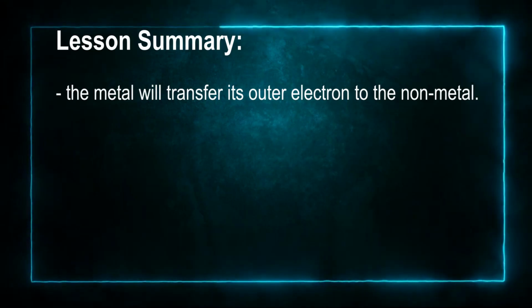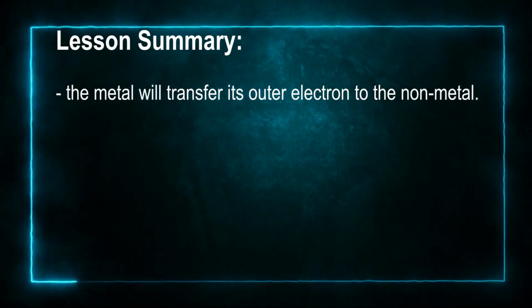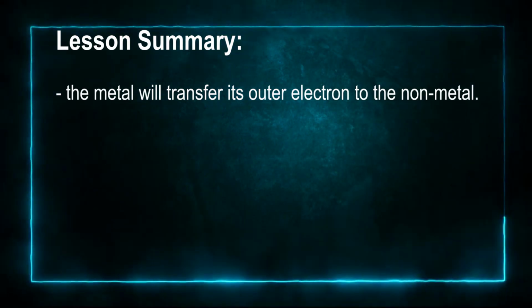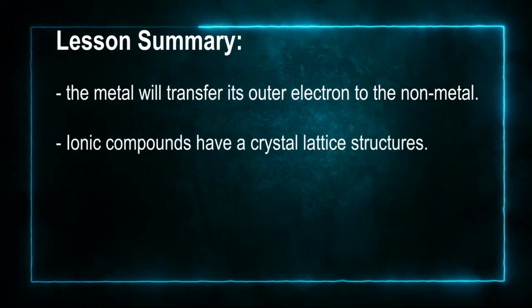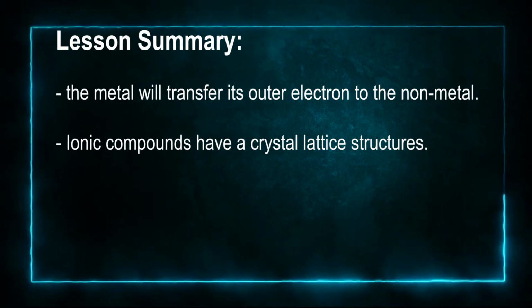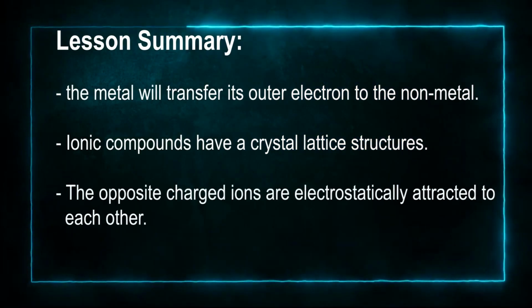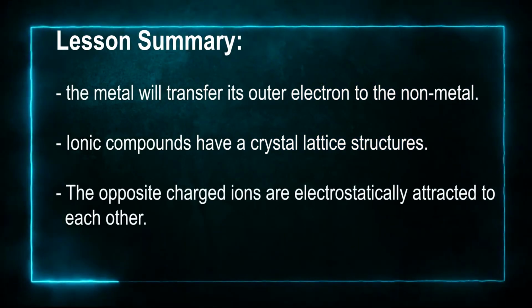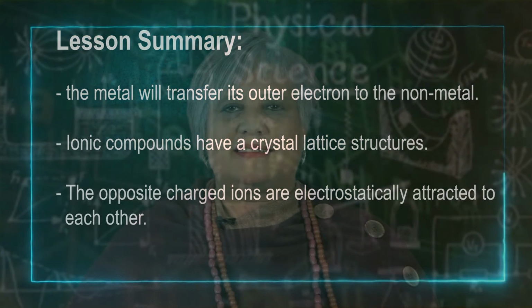The metal will transfer its outer electron to the nonmetal. Ionic compounds have a crystal lattice structure. The opposite charged ions are electrostatically attracted to each other.